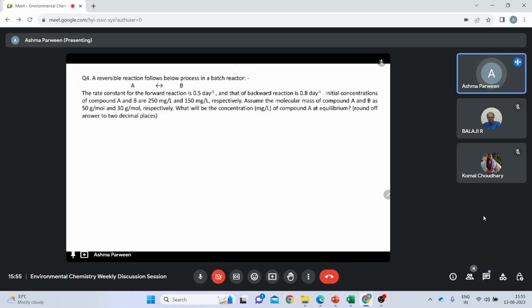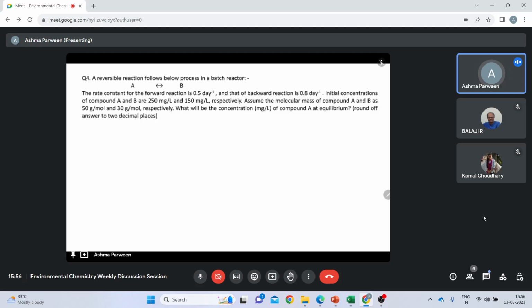It is also a numerical based question. We have been given a reversible reaction. A is converting to B, and B is also converting to A. The rate constant for the forward reaction is this, and for the backward reaction is this. The initial concentrations of compounds A and B are 250 milligrams per liter and 150 milligrams per liter respectively. Assume the molar masses of compounds A and B as 50 grams per mole and 30 grams per mole respectively. What will be the concentration of compound A at equilibrium?